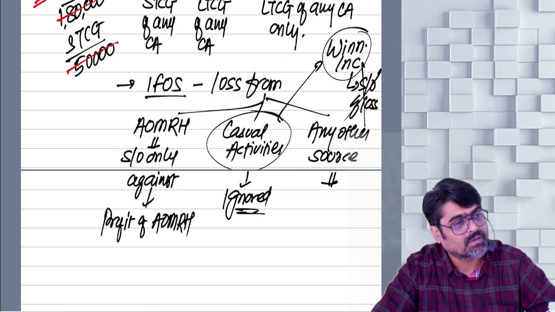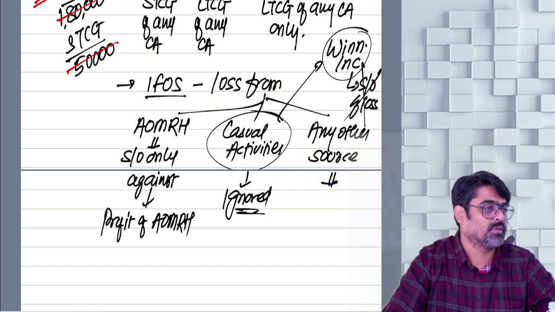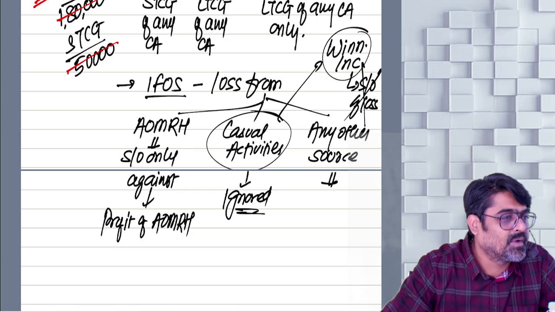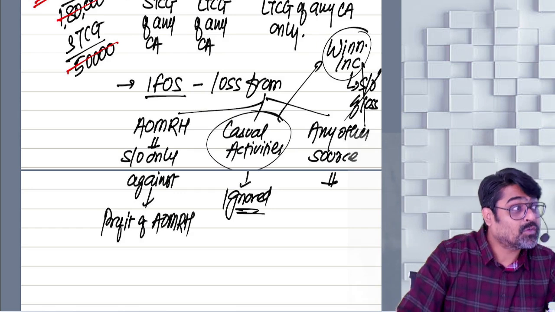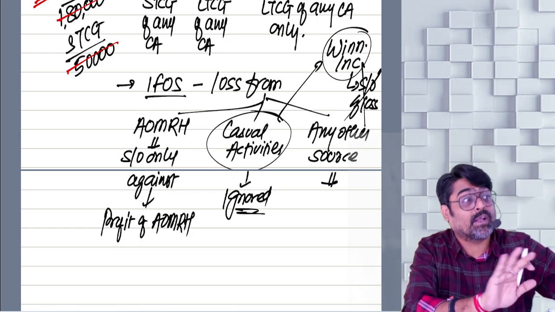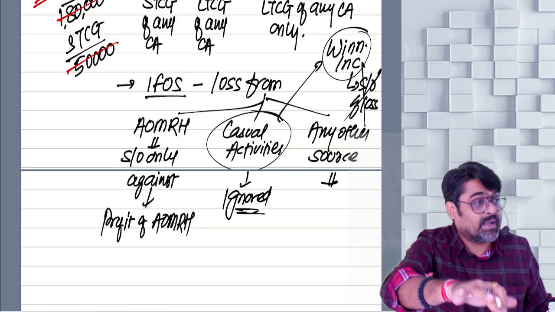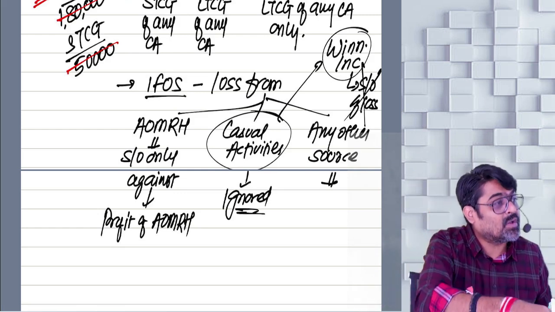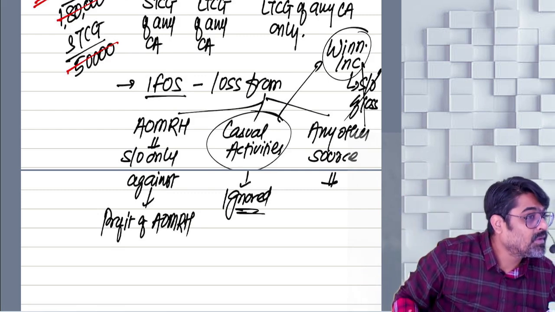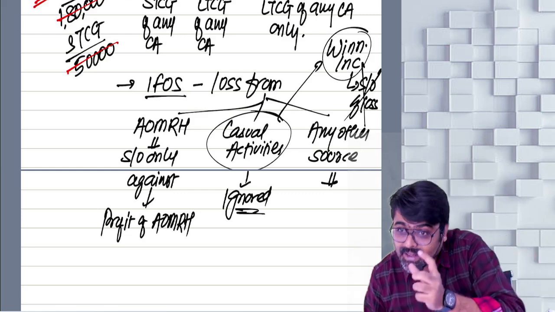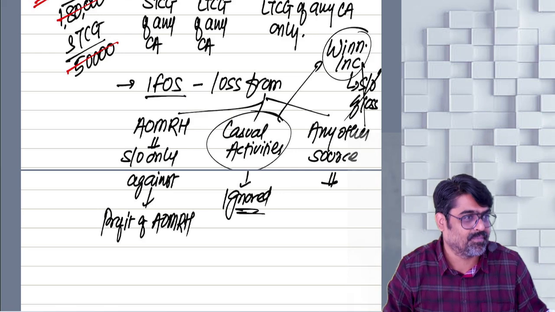No restriction. This loss can be set off against profits of any source, even against the income of activity of owning and maintaining resource. See, loss of activity of owning and maintaining resource cannot be set off against any other sources of income. But if any other source of income is there and the loss is there, that loss can be set off against any source of income, including the income of activity of owning and maintaining resource. Getting my point? Because there is no restriction there.